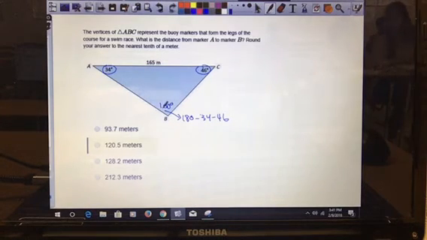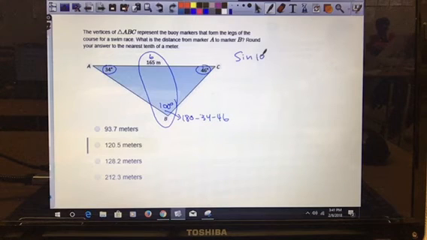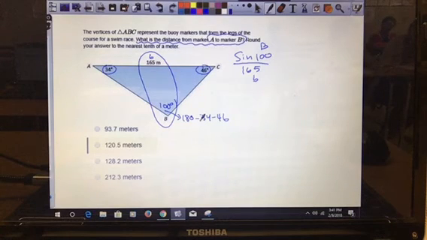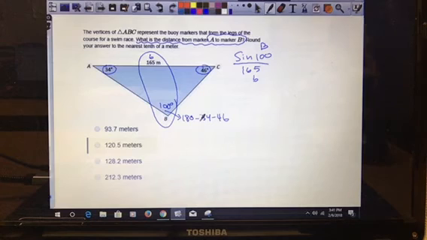The reason I found this angle is because now I have both b's. I have capital B and I have little b. So I can make a fraction out of that. Sine of 100 over little b, which is 165. So it's sine of big B over little b. Now it's asking me, what is the distance from A to B? From A to B marker, from A to B.